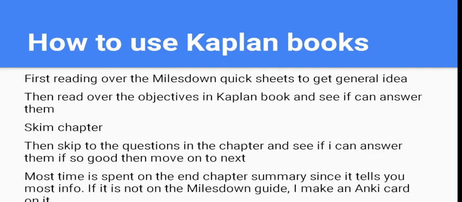After that, I skip to the questions in the chapter. Can I answer these? Cool, I'll go to the next chapter. If not, well, I read that section I missed. Most of the time, my time is spent on the end chapter summaries, because Kaplan has a really good end chapter summary of every chapter, which tells you basically everything you need to know. And it's a couple pages versus the entire 40, 50 page chapter. If something I feel is important is not on the Miles Down guide, I'll write it down, then go through it at the end of the day and make Anki cards and everything.